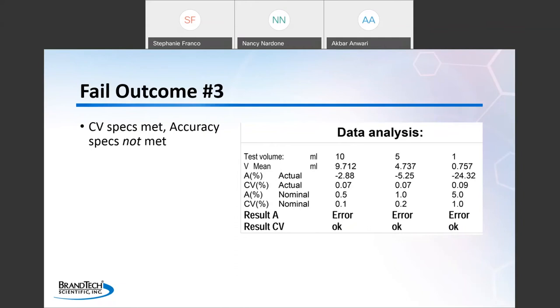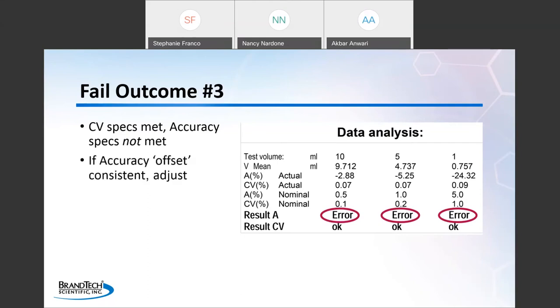In this third scenario, the liquid handling instrument has met the CV specifications, but not the accuracy specifications. Again, going back to our discussion of accuracy versus reproducibility, the instrument is performing well in that each measurement is reproducible, but the volumes are not accurate. Looking closely at this data, it's apparent that the instrument is consistently off at each volume tested. So the instrument probably just requires an adjustment to return it to specifications.